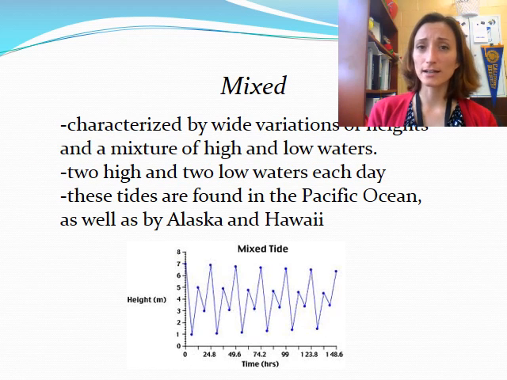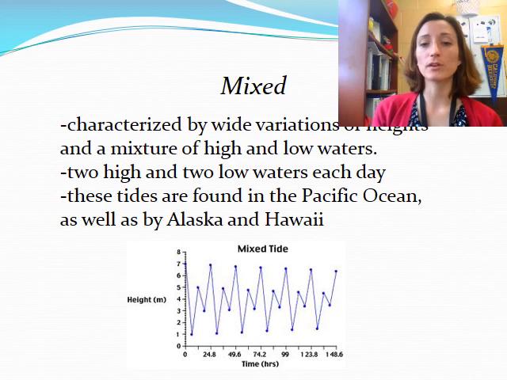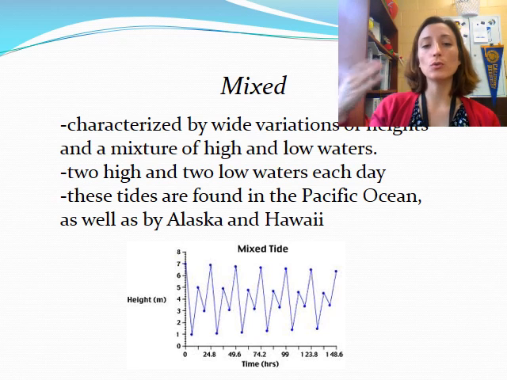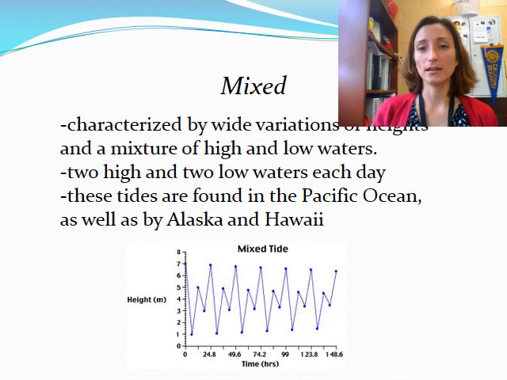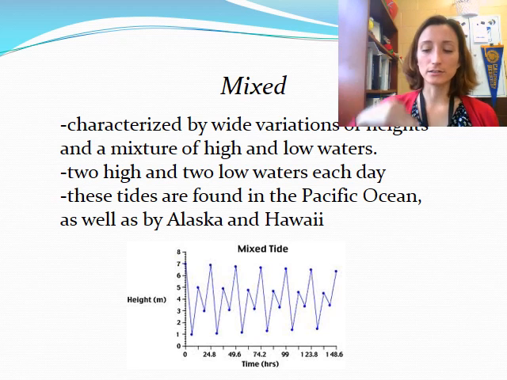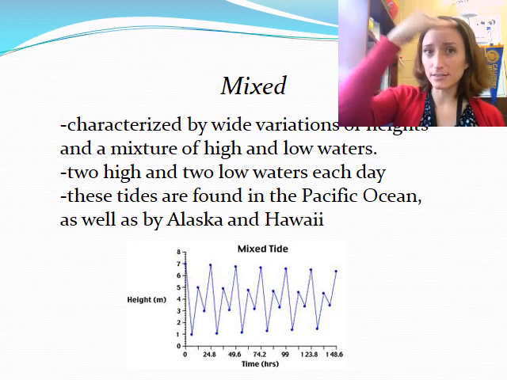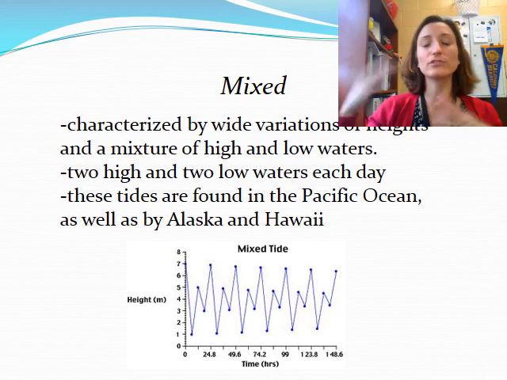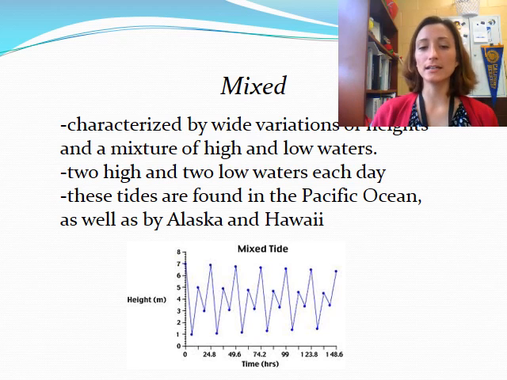So the third type of tides are called mixed tides because they're a little bit of both. They're characterized by having a much wider variation of heights and a mixture of both high and low waters. So basically you get two high and two low waters each day, meaning you could have a high tide and then a low tide, and then a really high tide and then a really low tide, and then a regular high tide and then a regular low tide. It fluctuates much more dramatically, as you can see in the image here at the bottom of the screen.